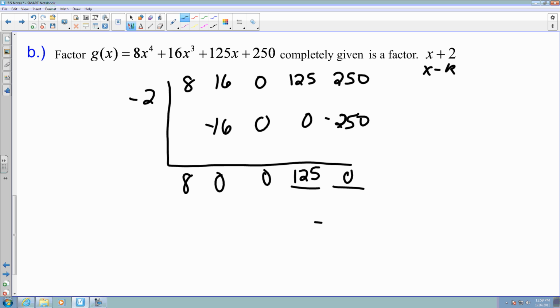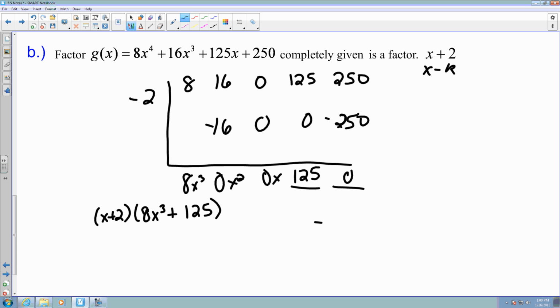This will be my constant. This is my x. This is my x squared. And this is my x cubed. So I have right now for this polynomial x plus 2 times the quantity 8x cubed plus 125.